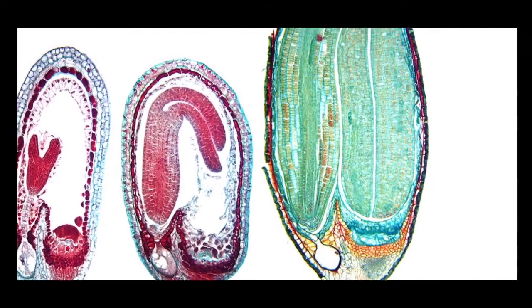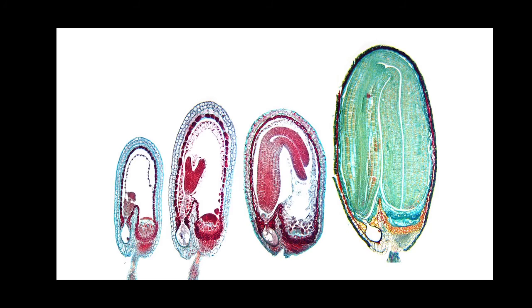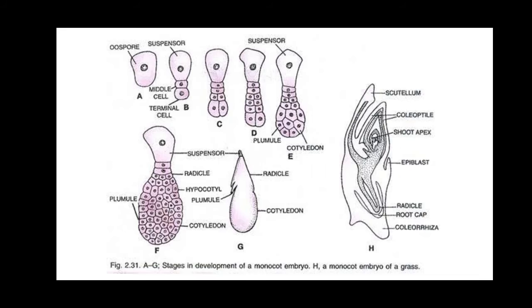And then finally, this is a fully matured embryo where the two distinct cotyledons can be easily observed. All the cells have matured enough, and we can see this structure now properly formed and developed. Now let's come to the monocot, embryogeny in the monocot.